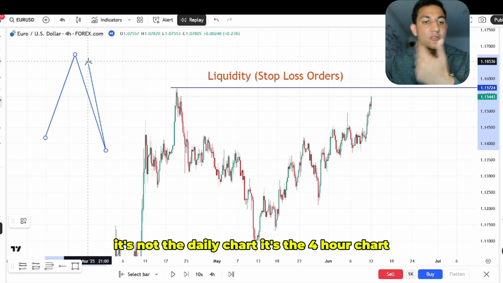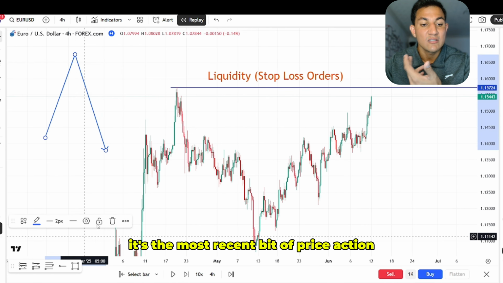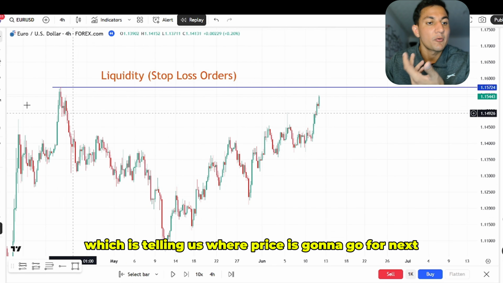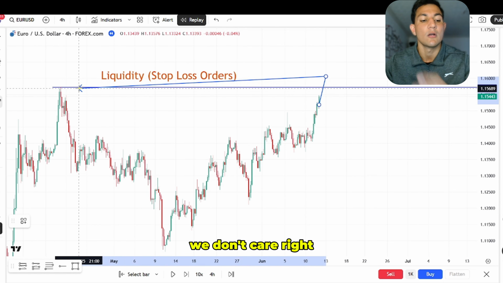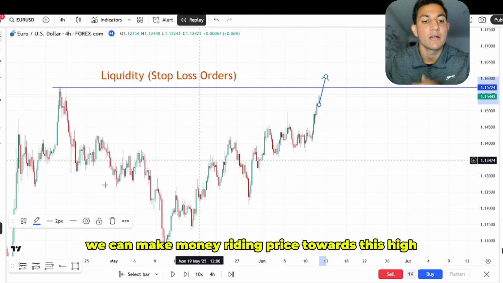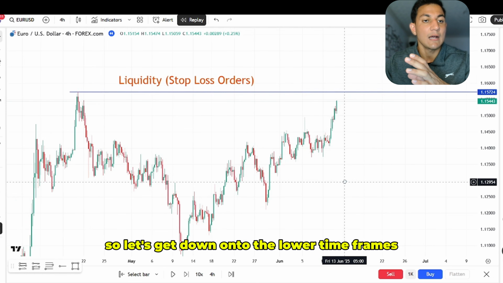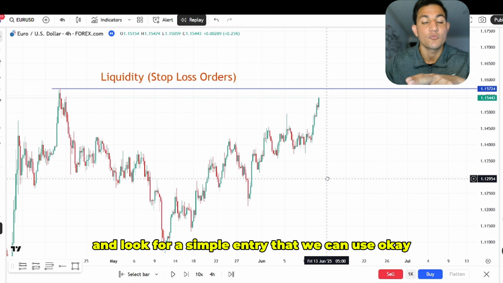It's not the weekly chart, it's not the daily chart, it's the 4-hour chart. It's the most recent bit of price action, which is telling us where price is going to go next. And price is going to go for this high here. And what we do afterwards, we don't care, right? We can make money riding price towards this high. So let's get down onto the lower time frames and look for a simple entry that we can use.